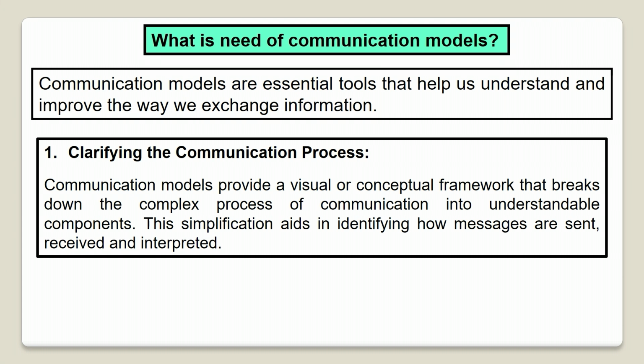This simplification aids in identifying how messages are sent, received or interpreted. Means this particular model aids in identifying the message, how the message was sent, how it was received and how it was interpreted. So all these things can be captured by utilizing the communication models. Therefore, the need of communication models is in clarifying the communication process. So that is why this point is clear over here. Let us go to the other points.